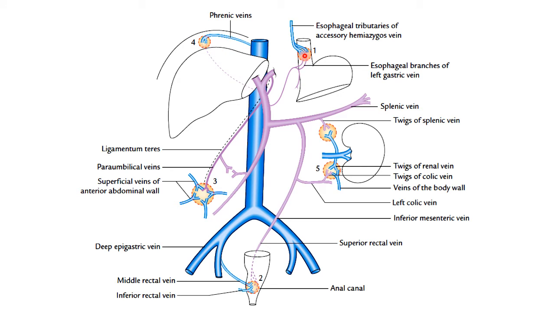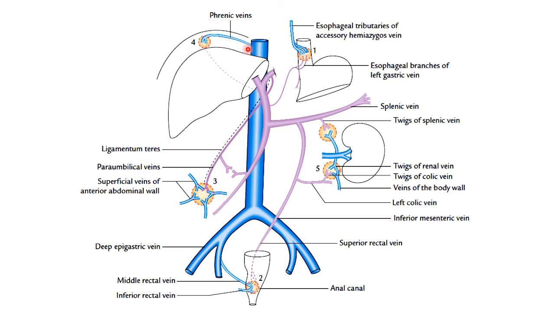These communications between the veins of the portal and caval venous systems form important routes of collateral circulation in case of portal obstruction. When there is obstruction to the flow of portal blood, what happens? These anastomoses act as important routes of collateral circulation.